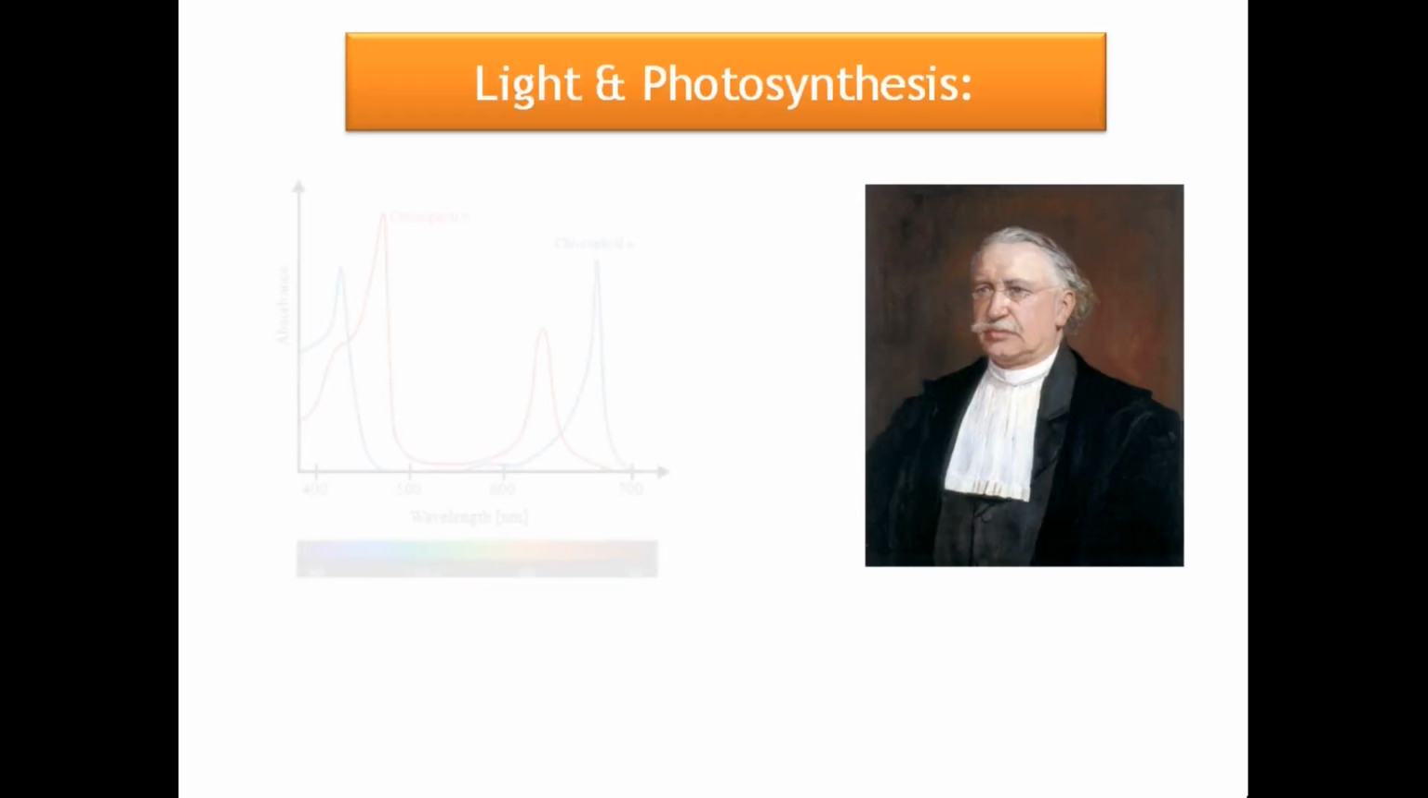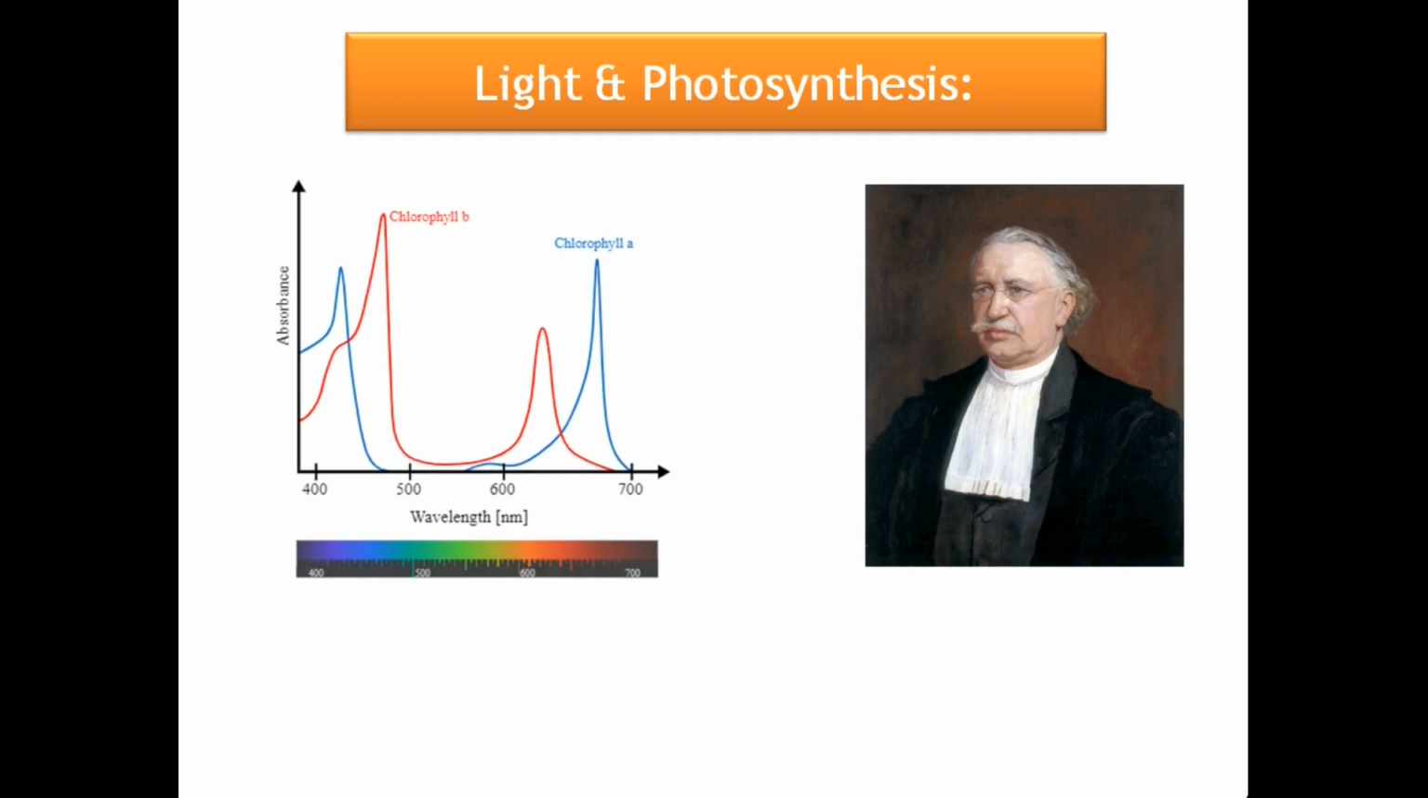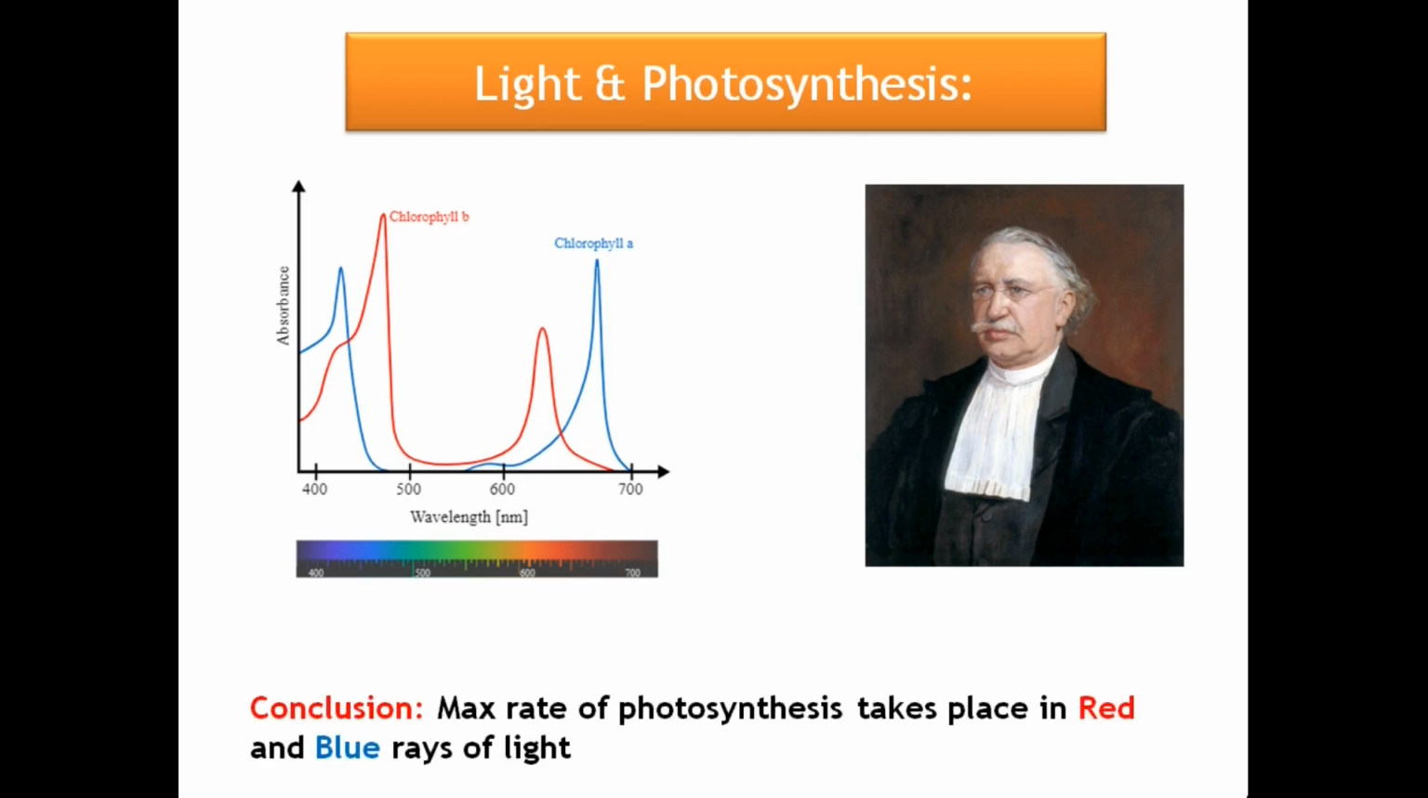What is the role of light in the process of photosynthesis? A Dutch scientist, John Ingenhousz, noticed that plants release oxygen during photosynthesis in the presence of light. Later, another scientist called Engelmann revealed that the maximum rate of photosynthesis takes place at red and blue rays of light. This discovery led to more studies on the effect of light on photosynthesis and the role of different pigments in plants and the utilization of light energy.